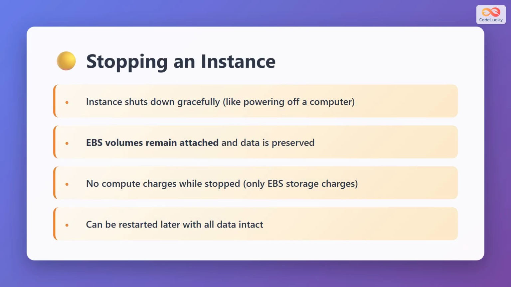Stopping an instance is similar to powering off your computer. The instance shuts down gracefully, but all EBS volumes remain attached and your data is completely preserved. While the instance is stopped, you don't pay for compute charges, only for the EBS storage volumes. This makes stopping a cost-effective option when you need to temporarily pause an instance, but plan to use it again later.